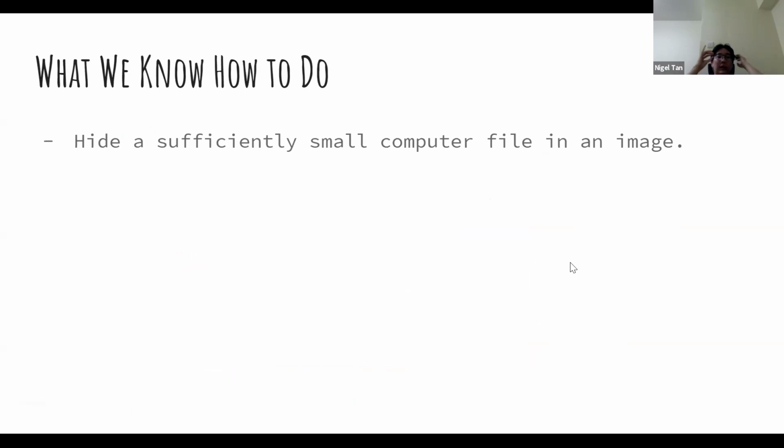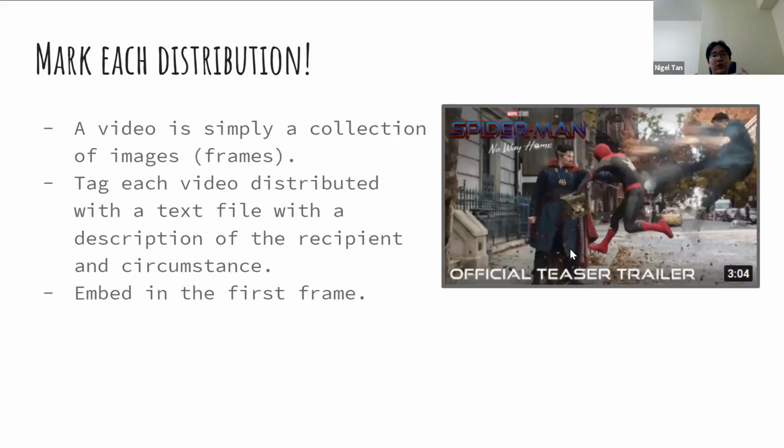Okay, so the time is up. The idea is we want to mark each distribution, or add a watermark to every copy of the video that you release internally. So let me say what's on the screen first. A video is simply a collection of images, or frames. When I say 60 frames per second, they show you 60 images in 1 second to trick your brain into thinking that it's moving.